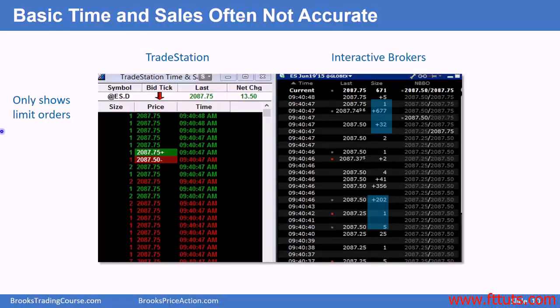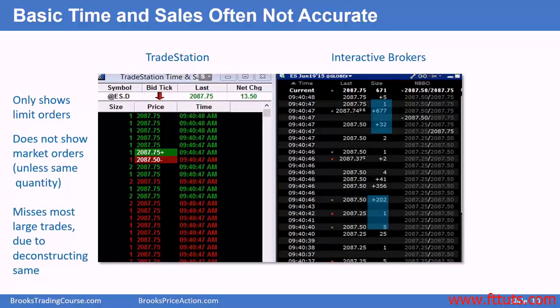TradeStation only shows limit orders. Some traders trade at the market, some traders enter with stops, and some traders trade with limit orders. TradeStation time and sales only shows limit orders. So looking at it is useless because you're only getting a little piece of the information that really exists. It does not show market orders. It misses most of the large trades due to deconstructing the orders, taking them apart and showing them in little pieces.